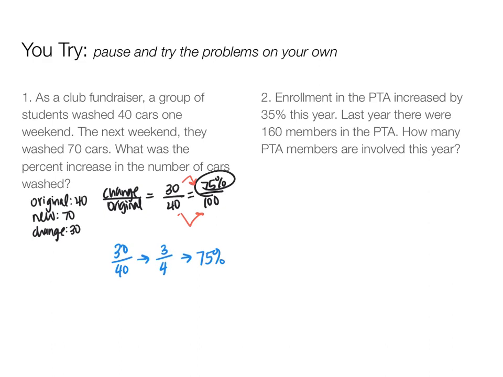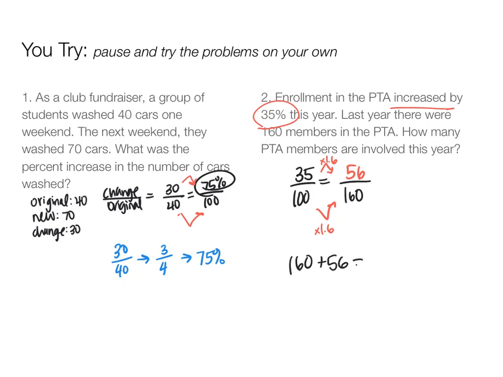For number 2, enrollment increased by 35% this year. Last year, there were 160 members in the PTA. How many PTA members are involved this year? 35 is a percent out of 100. I'm trying to figure out what that is out of 160. I see that 100 goes into 160, 1 and 6/10 times. When I multiply 35 by that number, I get 56. That is how many it increased by, which means I need to take the 160 it was originally, increase it by 56, and end up with 216 members.